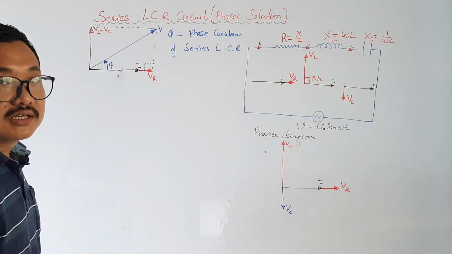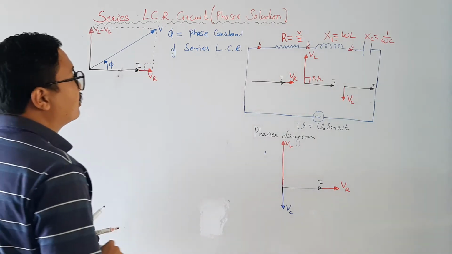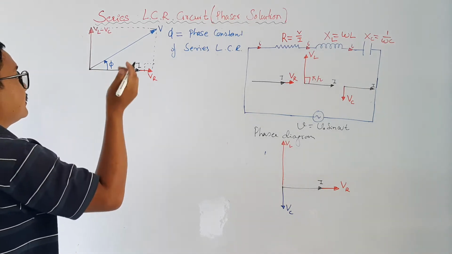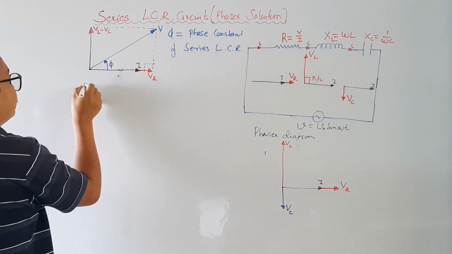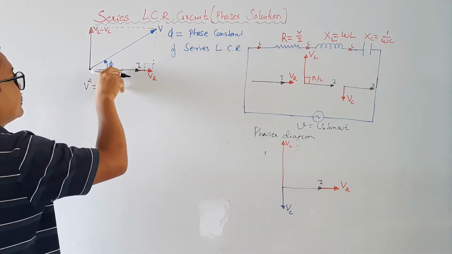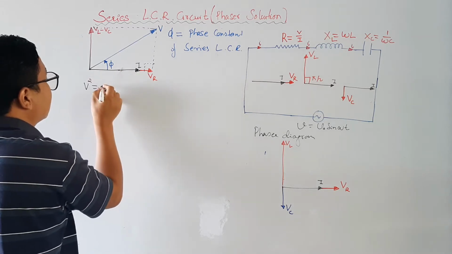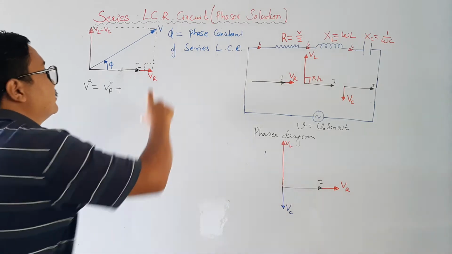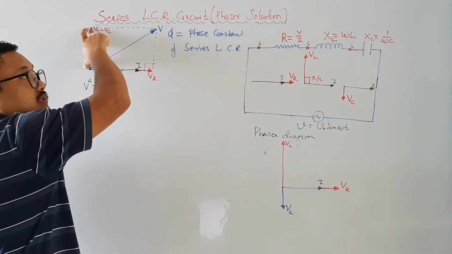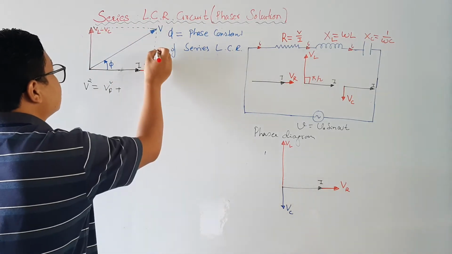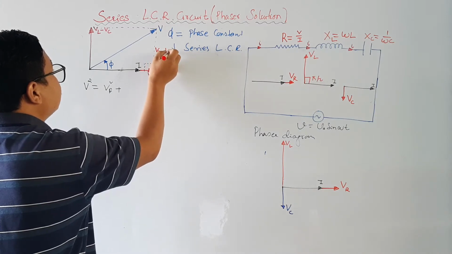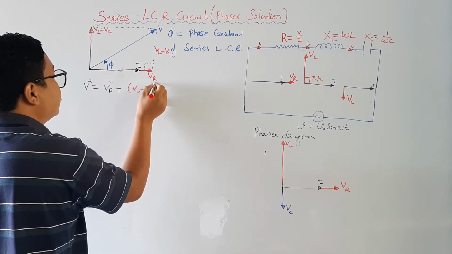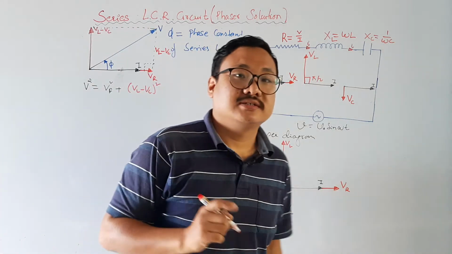Now using the properties of a right angle triangle, the Pythagoras theorem, the hypotenuse squared, that is V squared, will be base squared, that is VR squared, plus perpendicular squared. This perpendicular is the same as VL minus VC. So plus VL minus VC whole squared. So this came from the Pythagoras theorem.